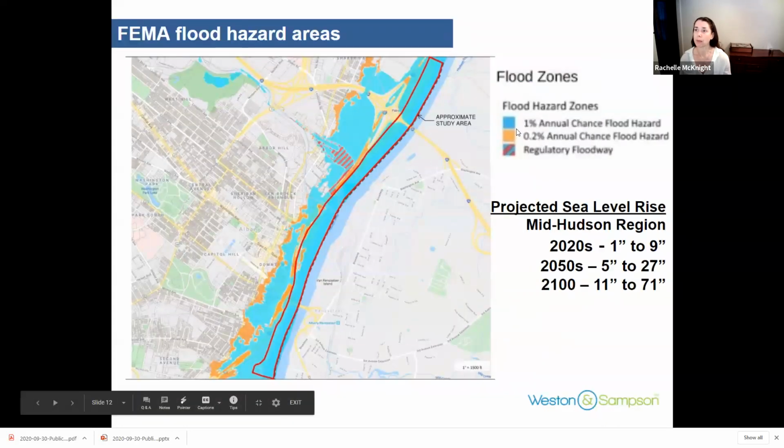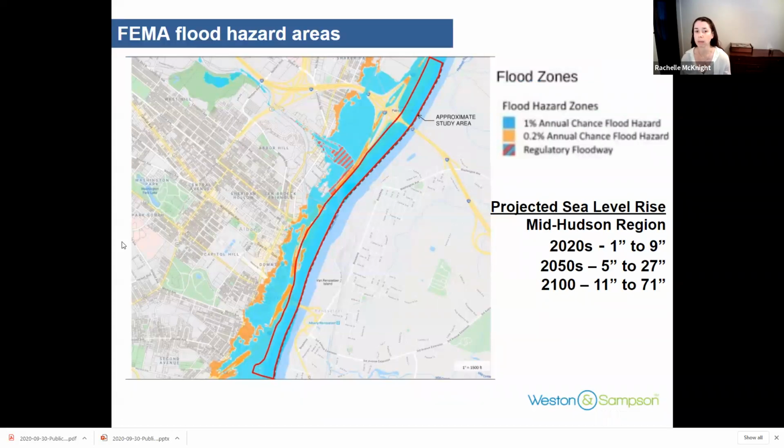To follow up on that, this is a map, the current FEMA flood hazard area in the city of Albany. To give an overview, FEMA is the Federal Emergency Management Agency, and what they do is they provide flood hazard and risk data to help guide mitigation actions. In this case, the mitigation action would be stabilizing and improving the shoreline.